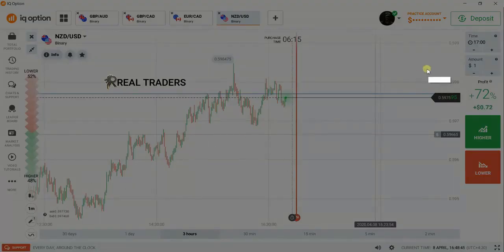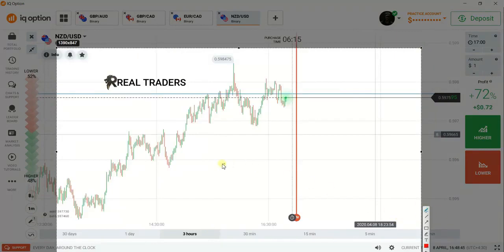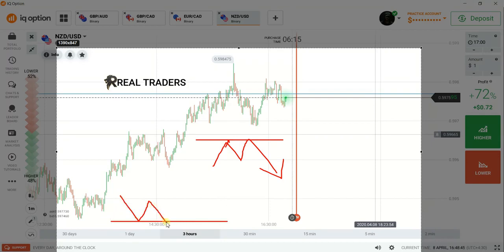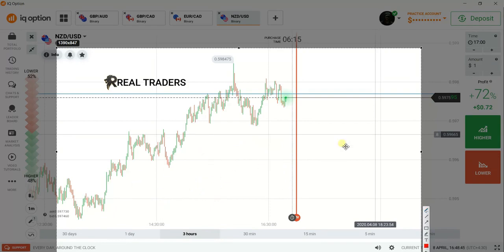So we have the double top pattern, an M, and we have a double bottom pattern, or W. So these are good patterns. And also we have a pattern that the market will create in the uptrend.